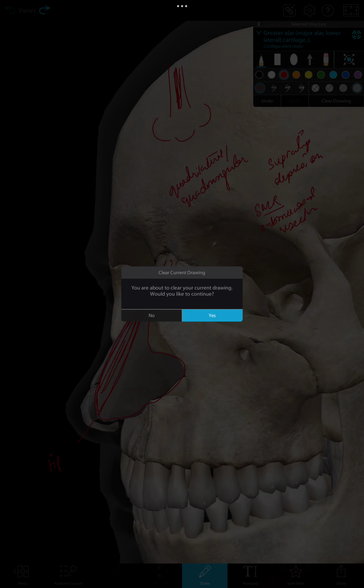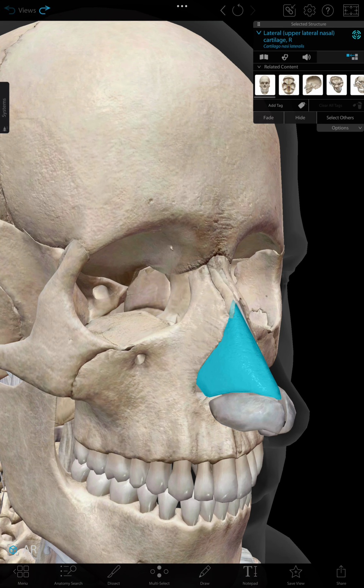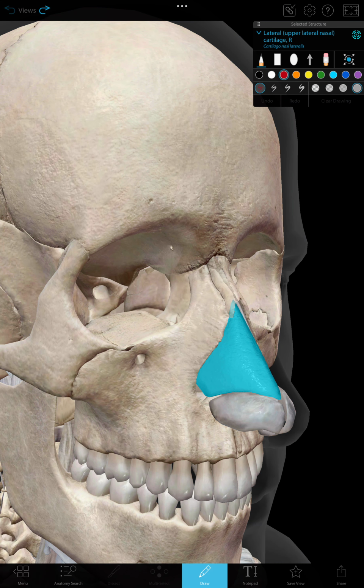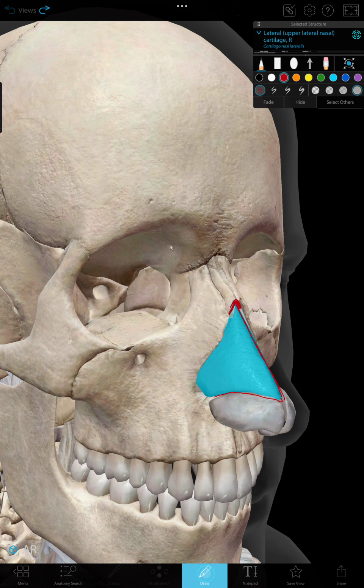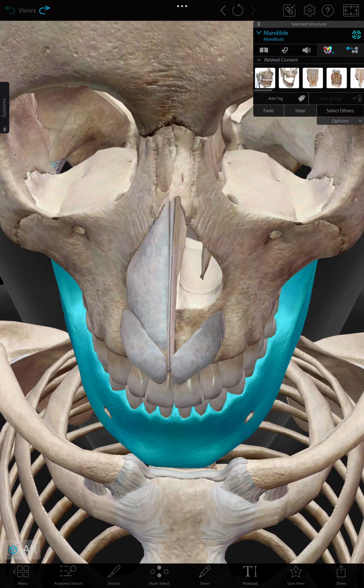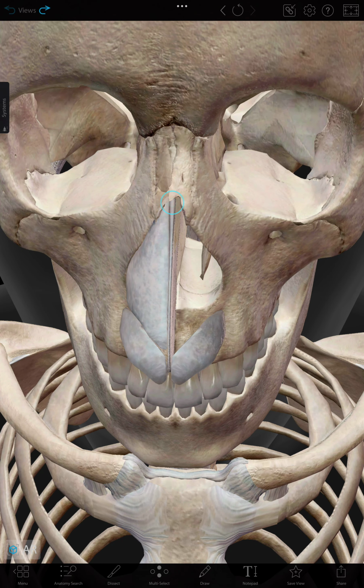Then we come to the upper lateral cartilage. That was the first cartilage that we started. The upper lateral cartilages extend from the undersurface of the nasal bone to the lower lateral or alar cartilage. Okay, they fuse with the septal cartilage in the midline superiorly, whereas they fuse with each other in the center.